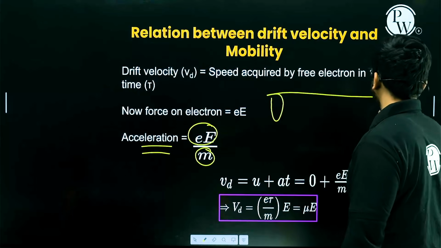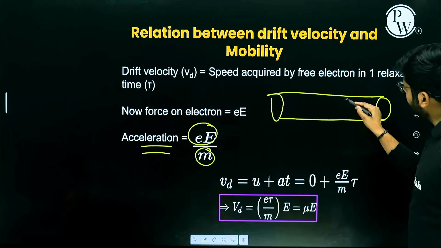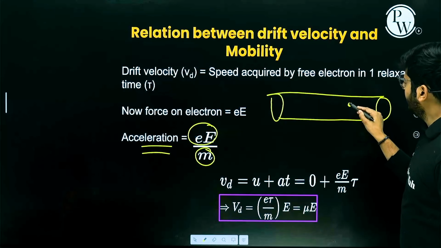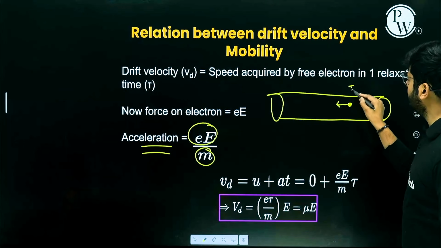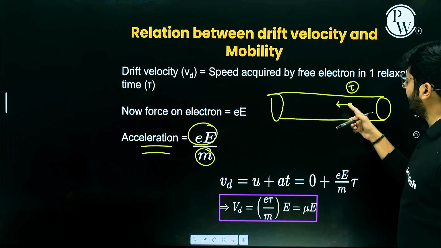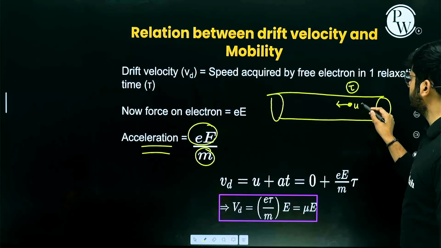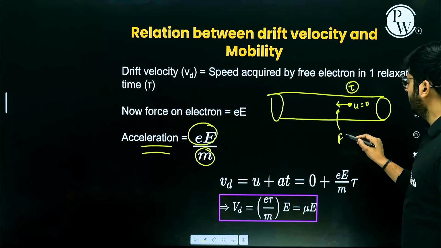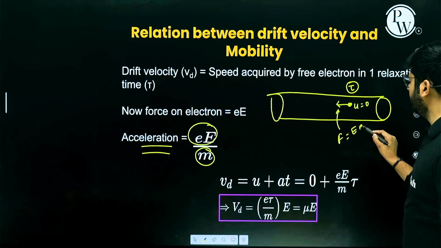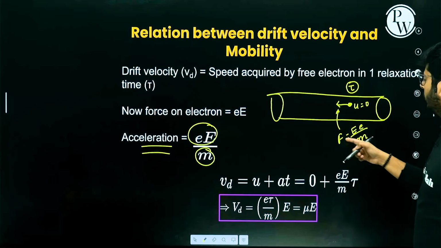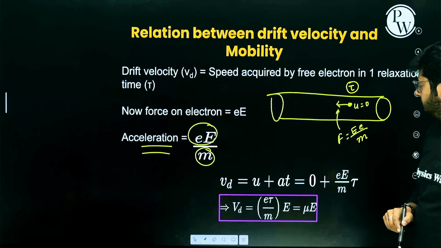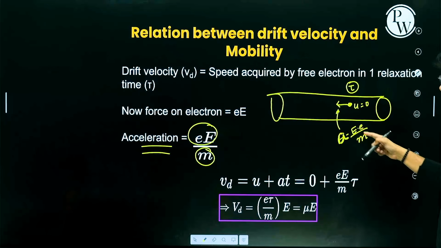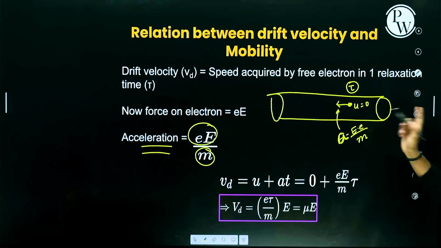Let's say this is the conductor. In that conductor, if I just focus on this electron, it was drifting like that. So we can say that for an average time tau, it was accelerating. Let us say the initial velocity was 0. What was the force acting right now? The force acting is eE, and due to this force the particle was accelerating. Force upon mass is the acceleration of the particle, eE upon m.